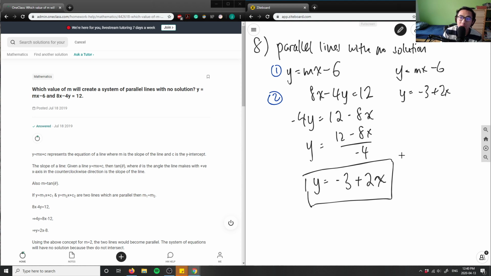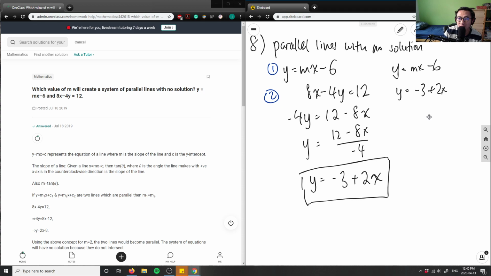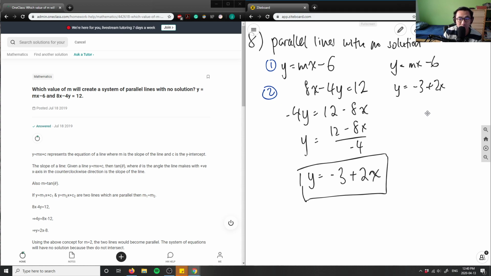So this is now y equals 2x minus 3, and I have y equals mx minus 6. I want parallel lines with no solution. So how would I do that? If I remember the concept, parallel lines are simply lines with the same slope. So if I want lines with the same slope, this m here would have to be the same slope as this one here, right?